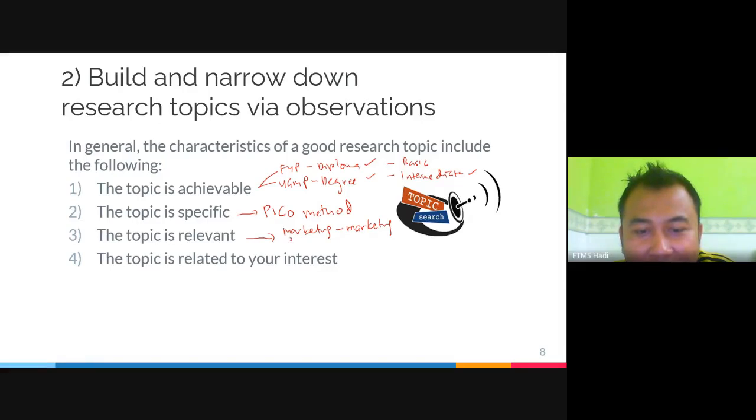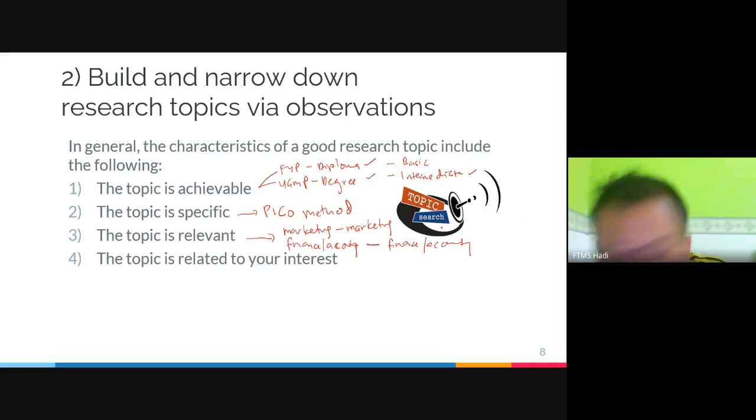If you are in finance or accounting, make sure your paper is related to finance and accounting. Do not do something outside your field, otherwise you might not feel comfortable doing it. If you are in human resource, make sure that your topic is related to human resource as well, which is relevant and also related to your interest.